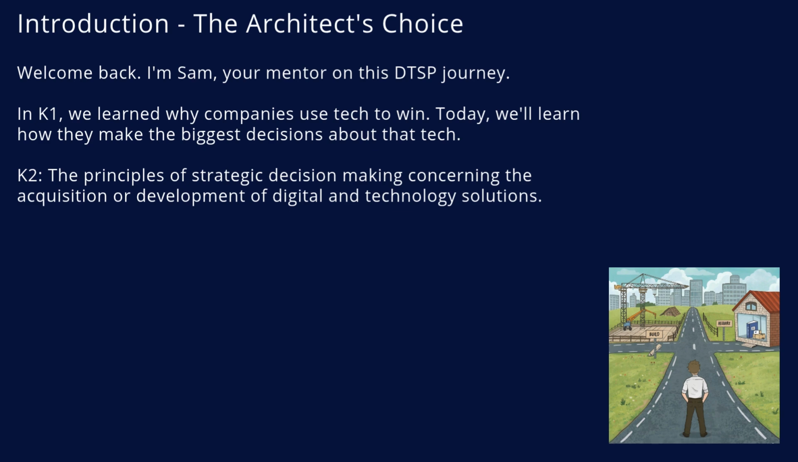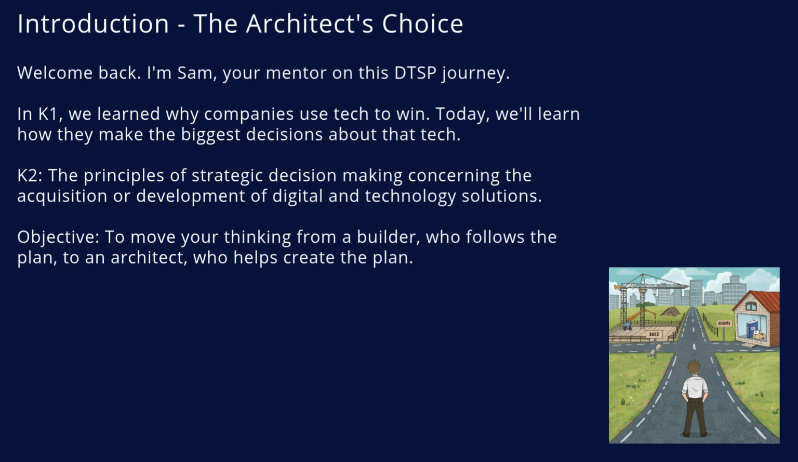This sounds complex, but it boils down to one of the most common, high-impact questions in business. When we need a new system, should we build it ourselves or buy one that already exists? My objective for you today is simple but powerful. I want to help you start thinking like an architect. A builder is essential, they follow the blueprints perfectly. But an architect understands the landscape, the goals, and the trade-offs to help decide what should be built in the first place. This knowledge is your first step into that architect's office.